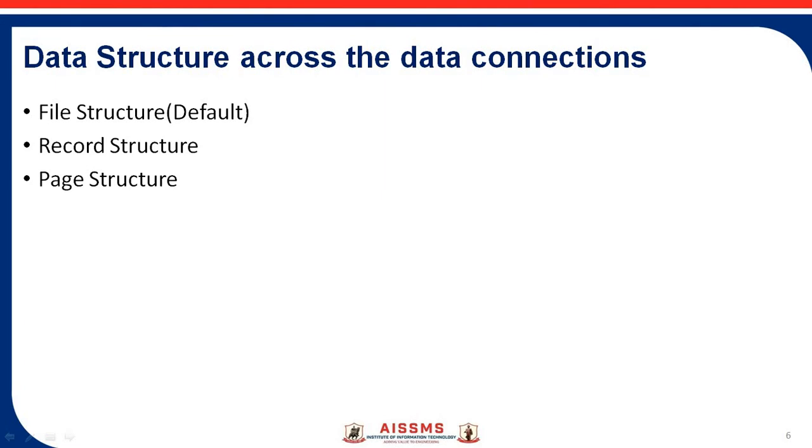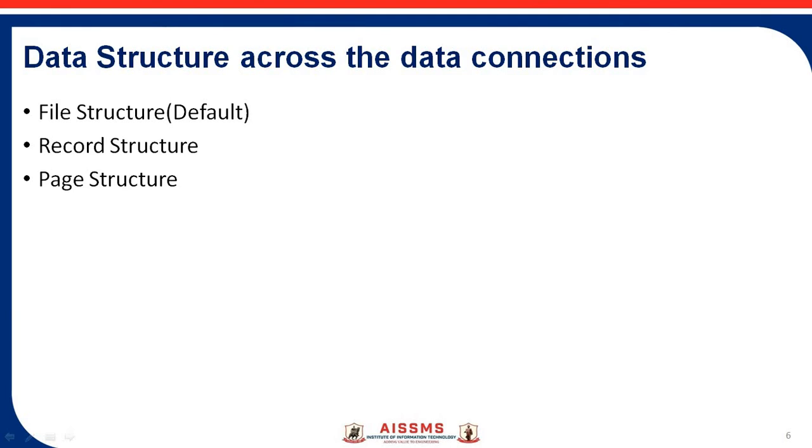Now we'll see data structure across the data connection. FTP can transfer a file across the data connection using one of the following interpretations about the structure of the file. First one is file structure, second, record structure, third, page structure. File structure: the file has no structure. It is a continuous stream of bytes.